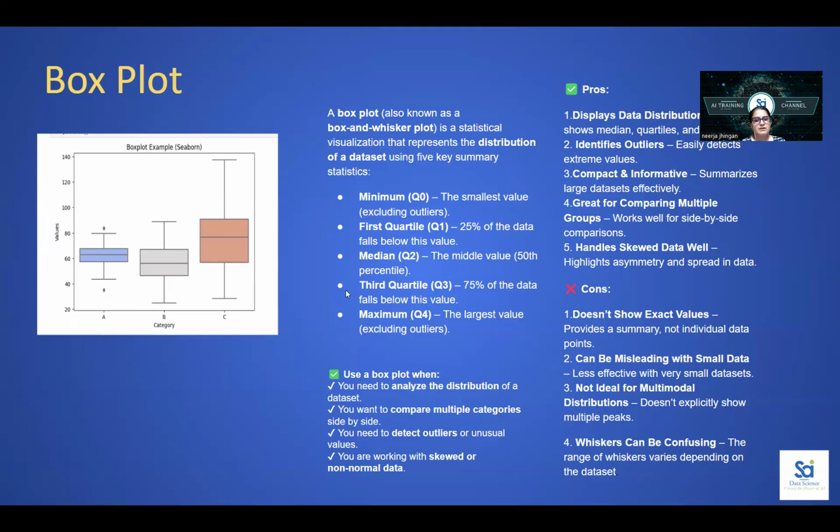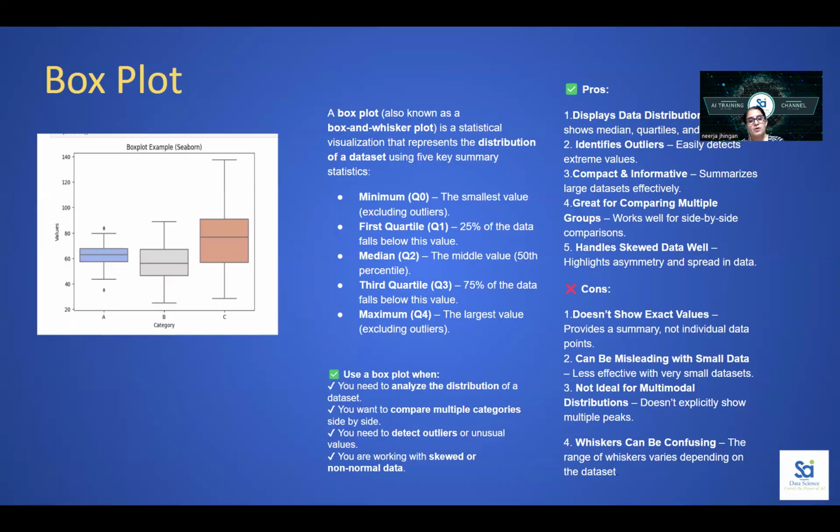Okay, so this can sometimes be confusing as well if the range of the whiskers varies depending on the data set. It can be confusing if you have many categories and you are drawing this graph. Some of your categories may have a very small distribution, then it may confuse you and show you not the correct data insights. Okay, but this is still very useful. Okay, because pros and cons of every graph are there. It depends how correctly you are choosing the graph.